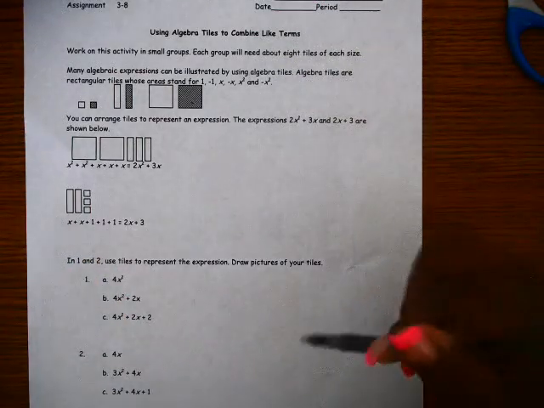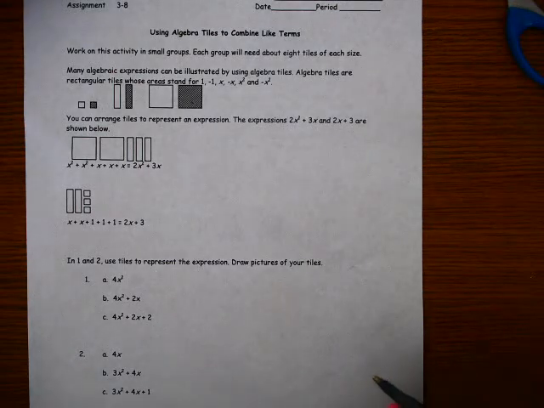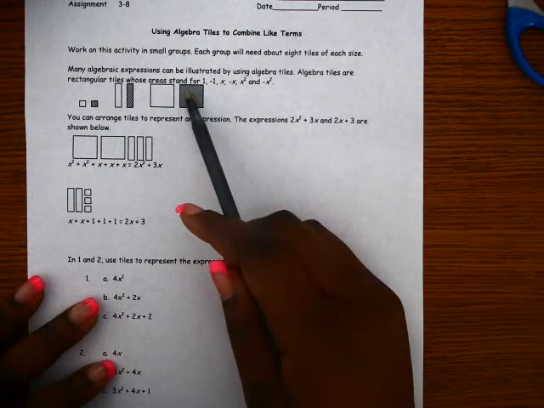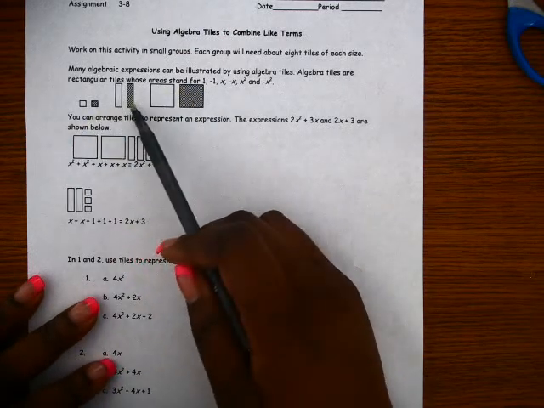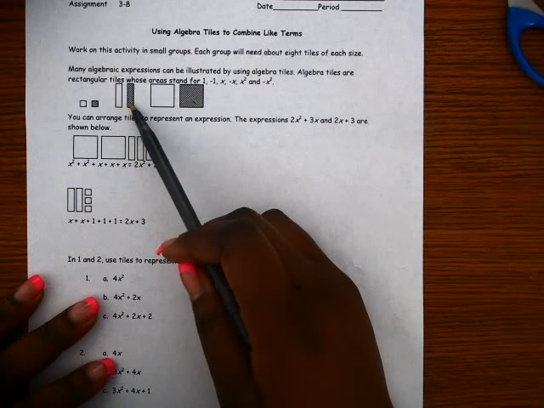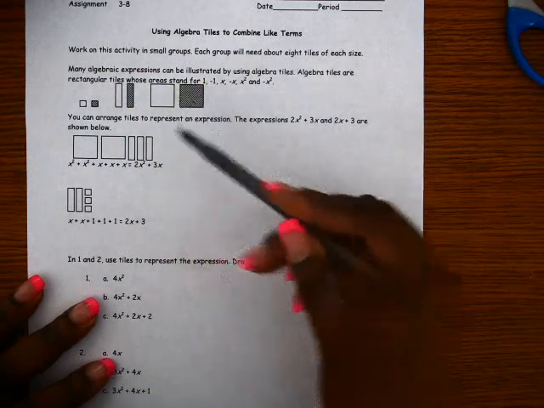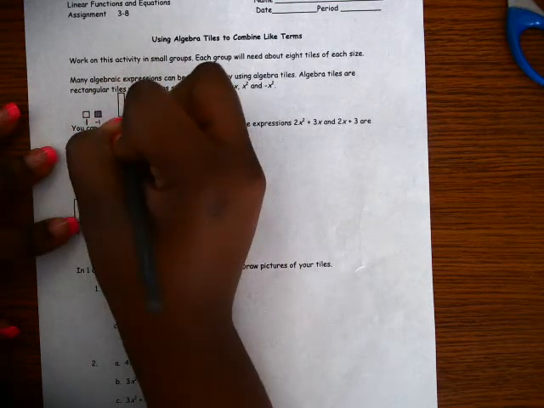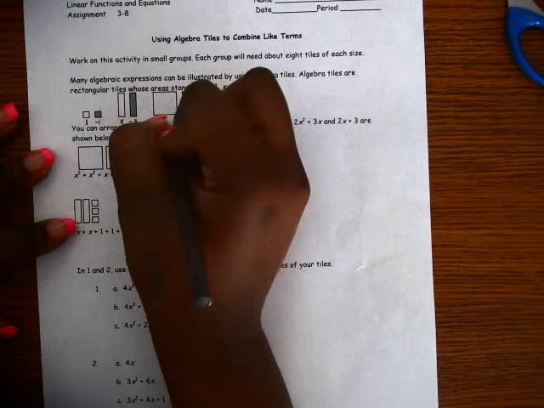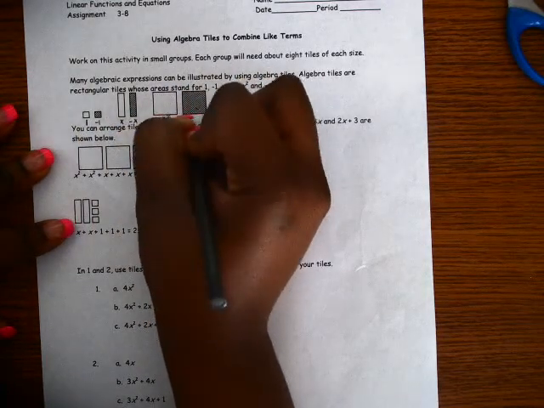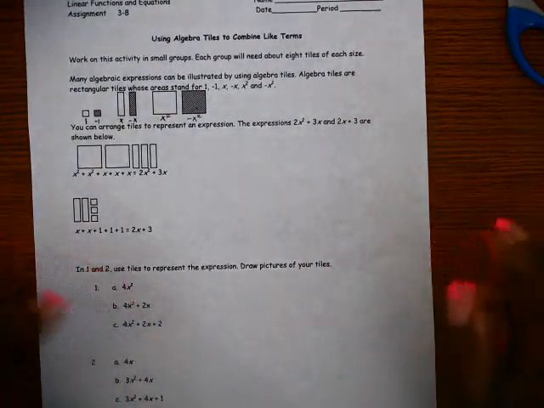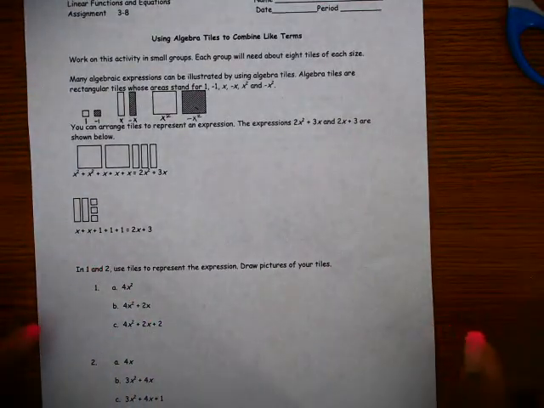Many algebraic expressions can be illustrated by using algebra tiles. Algebra tiles are regular tiles whose areas stand for 1 and negative 1, positive x, negative x, positive x squared, and negative x squared. So I'm going to label those for you: positive 1, negative 1, positive x, negative x, positive x squared, and negative x squared. We use the shaded to represent the negative, and we use the open to represent the positive.